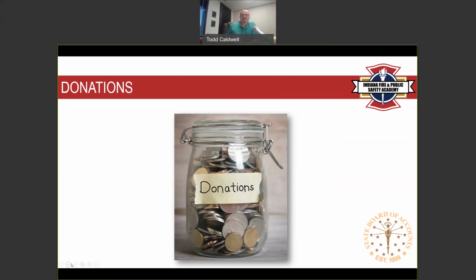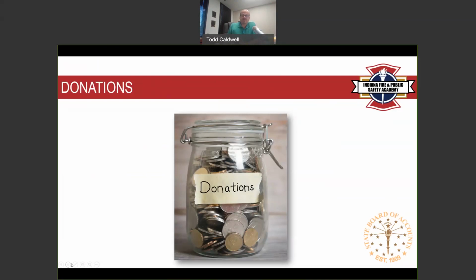We would want to see it more like, it could be used for equipment, or equipment for the fire truck, or furniture for the fire station, or anything like that. It would be very specific on, if you're going to have a donation fund, what that money can be used for.